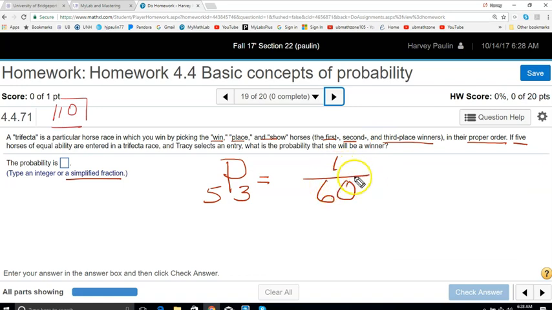Okay, that's probability. Okay, well, you're going to be doing your homework. And again, there's only 4 more lessons to go.